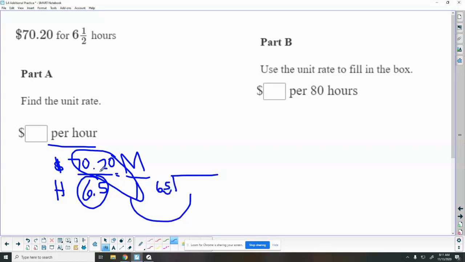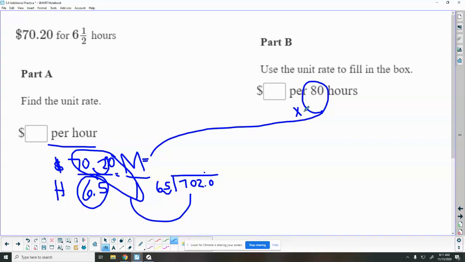So I need to move the decimal and move the decimal. So my decimal is actually going to be after the 2. So 702 divided by 65. So that will tell me how much money in 1 hour. Now I'm going to take that answer and multiply it by 80 to find how much they would make in 80 hours.